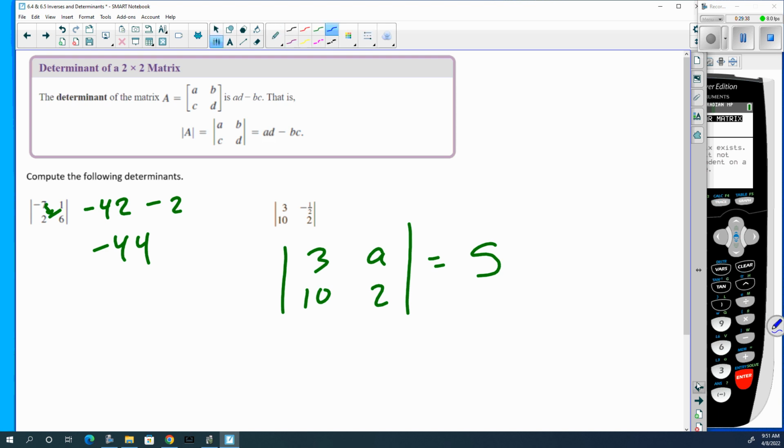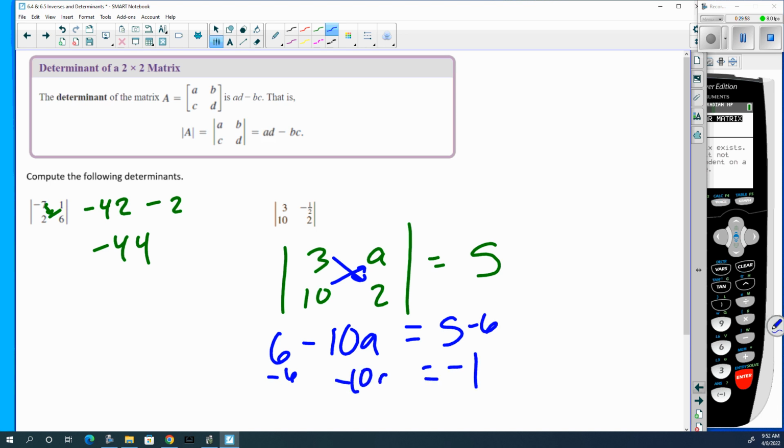Well, knowing that those two lines mean that they want the determinant, I know this left-hand side of the equation would be 3 times 2, which is 6, minus 10 times A, and then it says it equals 5, and then lo and behold, you have an equation to solve, and you can actually find out what that missing value would be. Just subtracting 6 from both sides of the equation, I get negative 1 equals negative 10A, so then I divide by negative 10. So now I know my A would be 1/10.